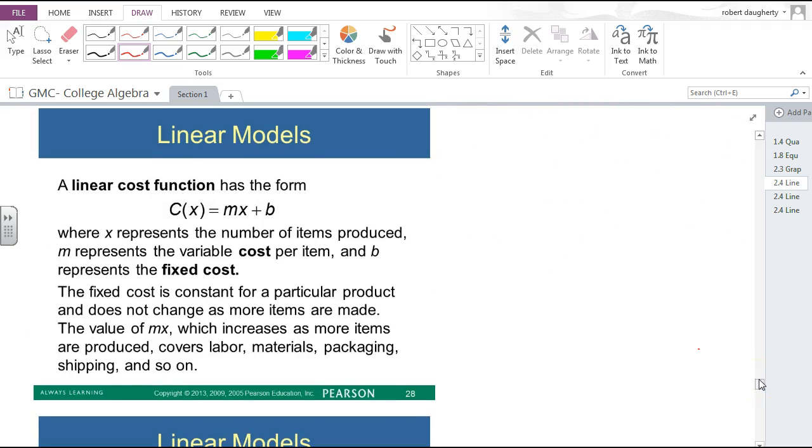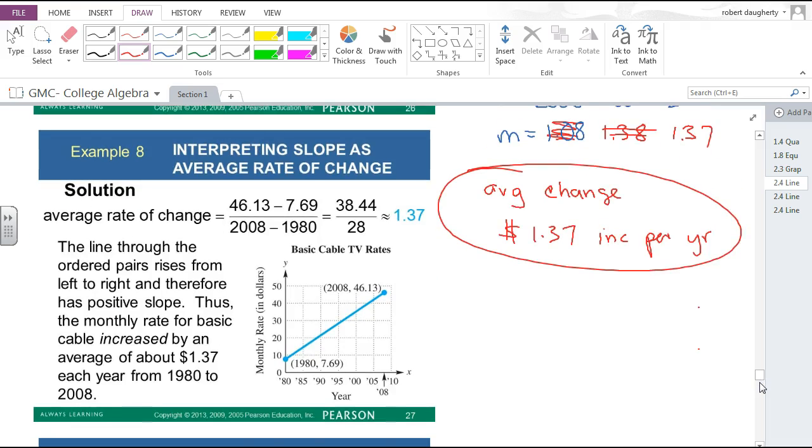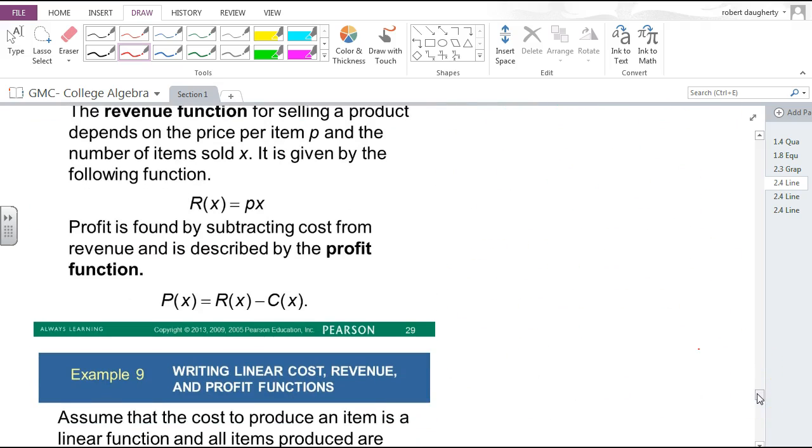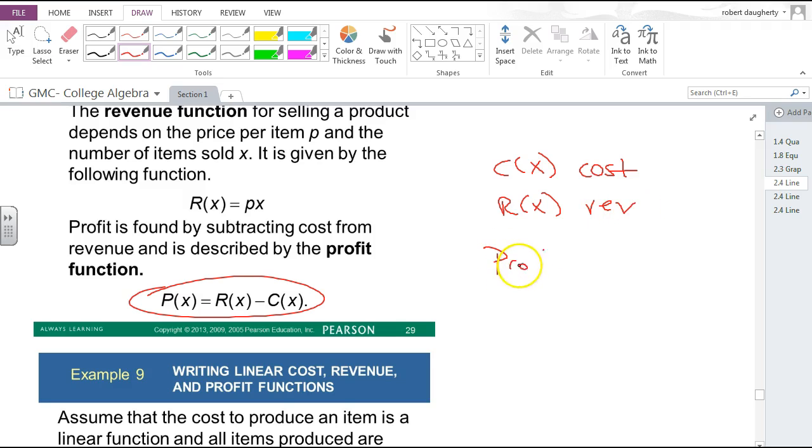So we'll end with another couple models here. This is a model that talks about cost. Okay, so cost function. Remember we talked about cost and revenue. And I may have another model that deals with revenue. So I've got a revenue function. Now, if I've got cost and revenue, I'm interested in profit. So if C of x is my cost, and R of x is my revenue, you know that profit equals revenue minus cost. Okay, so we're just going to do a problem that deals with that with linear functions.